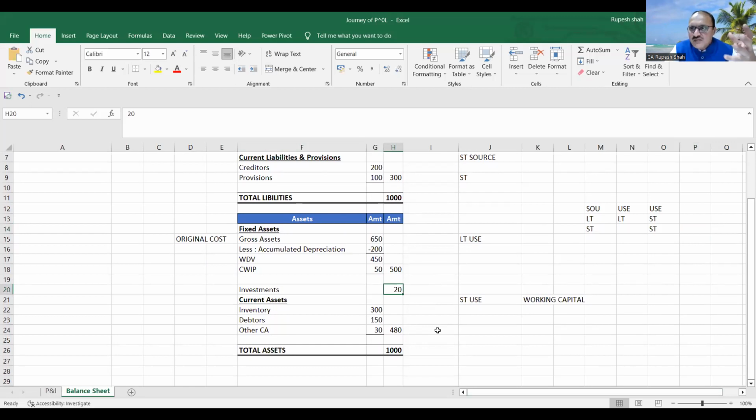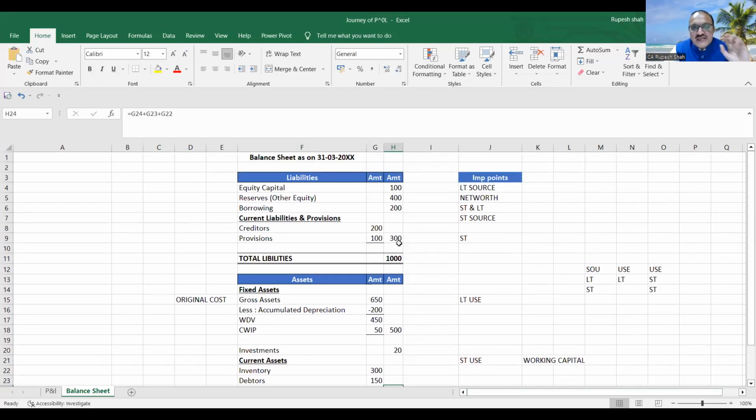Maybe the company might have something in mutual funds or in shares or in debentures, or some short-term surplus, long-term surplus kept here. That is investments. Then current assets. What do we mean by the word current assets? Just like current liability, which is repayable within 12 months, current asset is exactly the same: realizable within 12 months. That means my inventory, as we discussed, my debtors, accounts receivable, and other current assets, these are 480 crore. That means out of this 1,000 crore, 480 crore is into the short-term use.